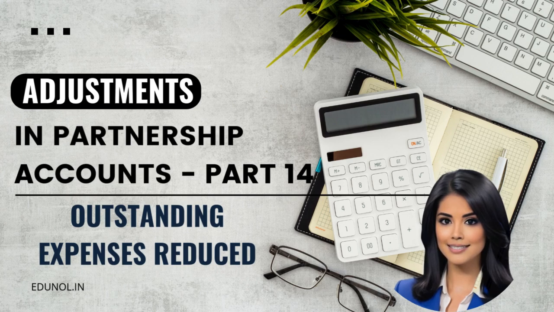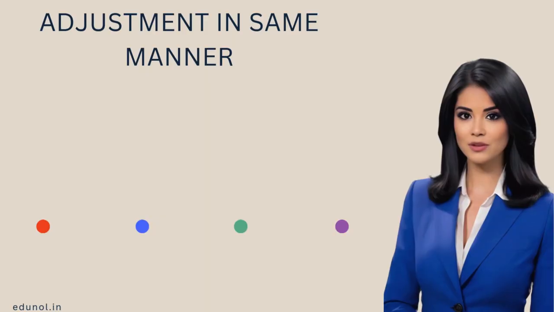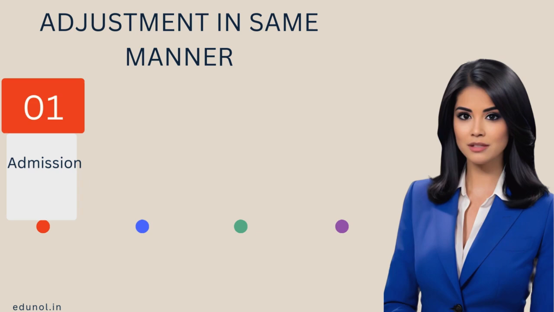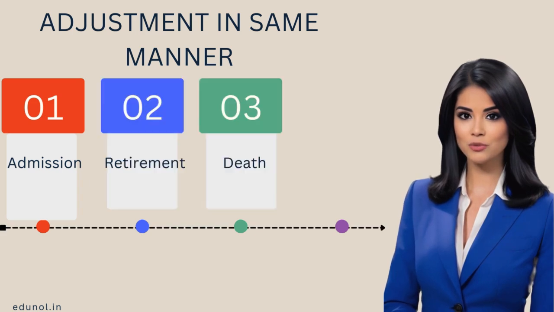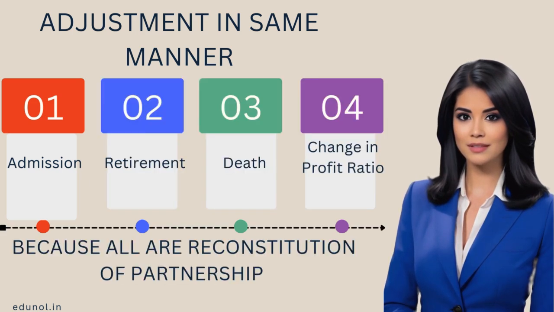Today we will learn about the adjustment for outstanding expenses reduced in partnership accounts. This is part 14 of our series on adjustments, so if you haven't seen the previous lessons, you might want to go back and watch those as well. Please note that the adjustment will be done in a similar manner whether you are doing admission, retirement, death, or change in profit ratio question. You need not understand the adjustments separately for these chapters.